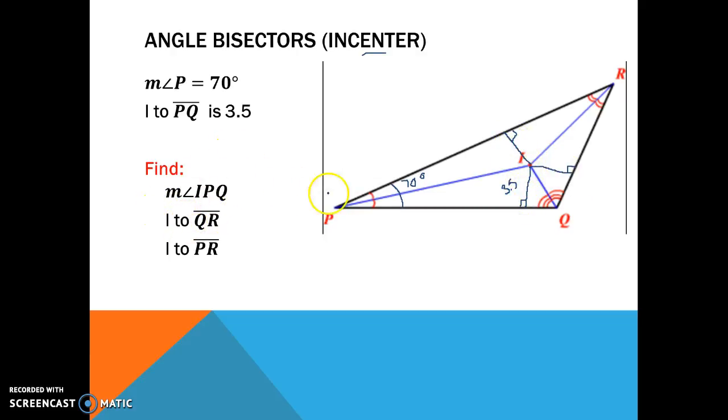So we want to find the measure of angle IPQ. That's going to be this little angle here. Remember, angle P is bisected, so half of 70 is 35 degrees. The distance from I to QR and from I to PR are all the same, so they both must be 3.5 because I is the incenter.